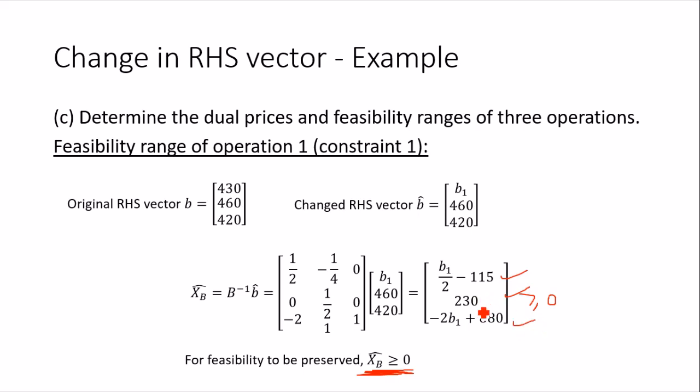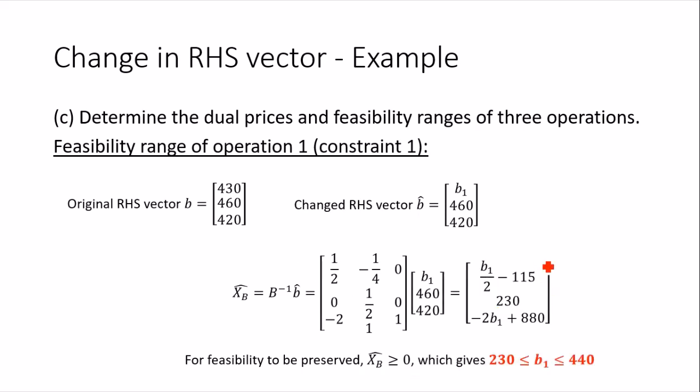See, the second component is 230, it's already non-negative. But from the first and third you will get two conditions. From the first you will get b1 should be greater than or equal to 230, and then b1 should be less than 440. So this interval is called the feasibility range of operation 1. Its original value was 430, so this 430 is definitely in this range. You can take this value minimum to 230 and maximum to 440. If you vary this within this range, the feasibility remains preserved. The value of the solution changes, but it does not become negative.